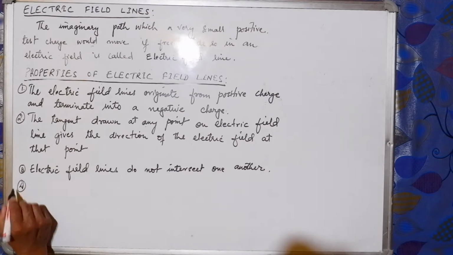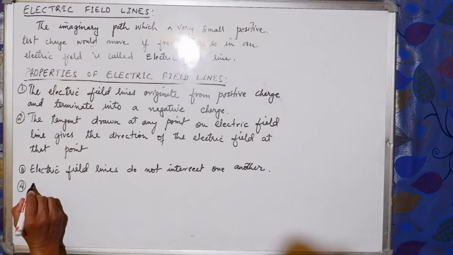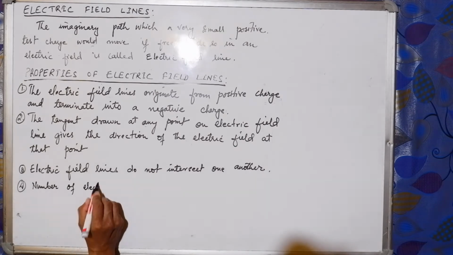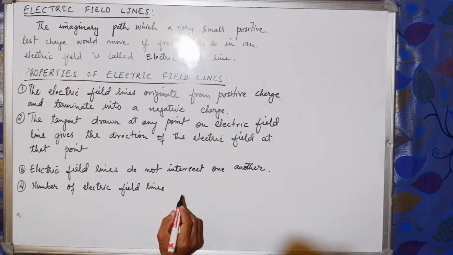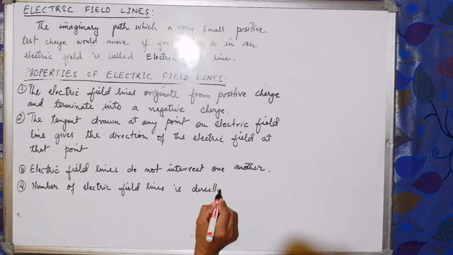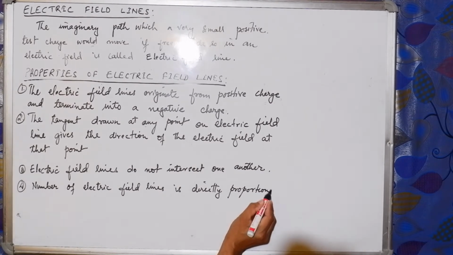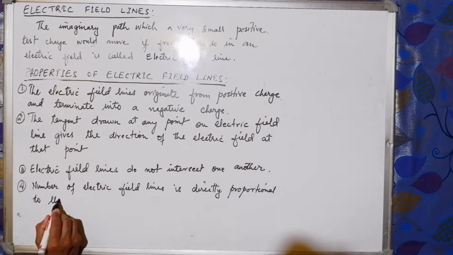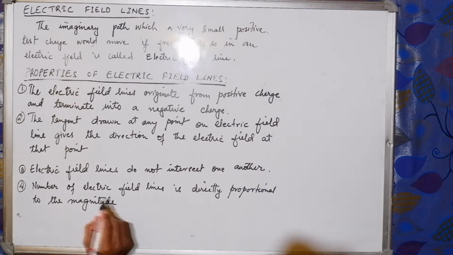Okay, so number 4, the number of electric field lines is directly proportional to the magnitude of the charge.